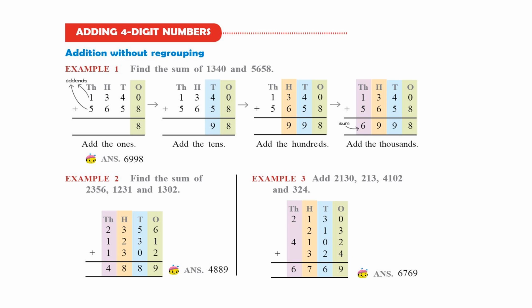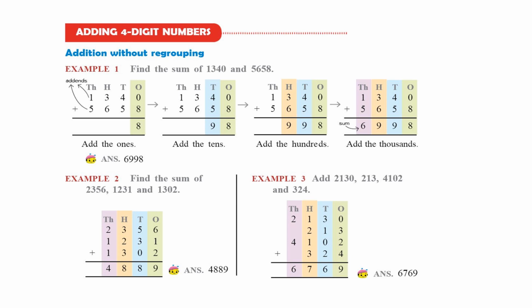In tens place there are 4 numbers, 2, 0, 1 and 3. Add 2 with 0 first. 2 plus 0, any number added with 0 is the same number. So 2 plus 0 is 2. With 2 you have to add 1. 2 plus 1 is 3. With 3 you have to add the 3. 3 plus 3 is 6. So in tens place we get 6.